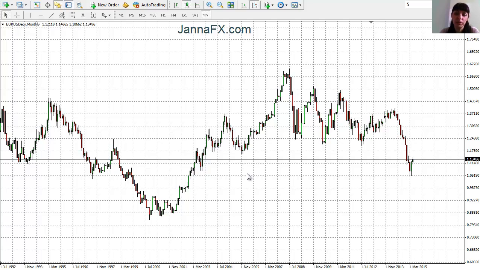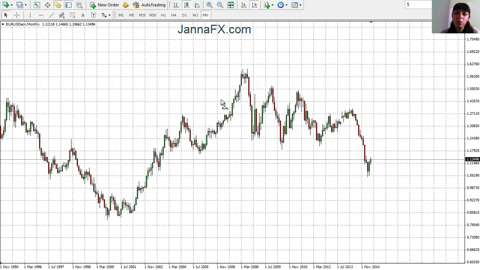I also call support resistance levels just important levels, because you know that resistance can become a support level, and the other way around. Support can become resistance. So that's why it's just better to call them important lines.